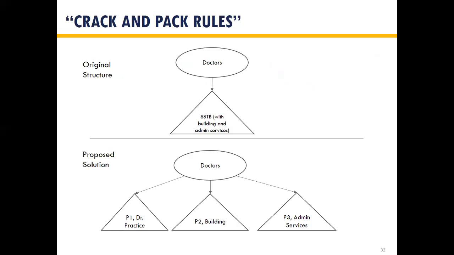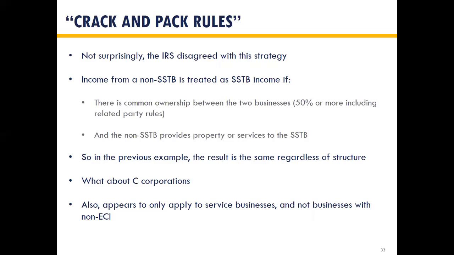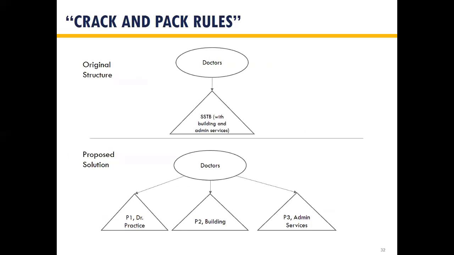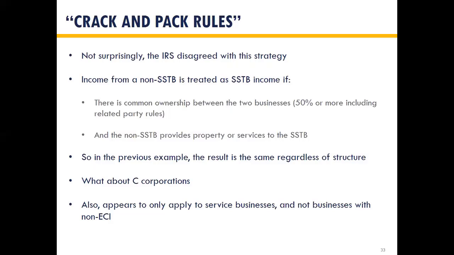So this would be the idea. If you have a bunch of doctors that own their medical practice and the building, and there's admin services, maybe there's a trademark in that structure. The original structure is not going to generate QBI because they have too much bad income. But could they crack open that structure, pull out the building, pull out the admin services, pack them into new entities, and then generate QBI from those new entities? Not surprisingly, the IRS said no, this doesn't work. We're going to still treat it all as a single business if those businesses are all interrelated, meaning that they provide property or services to each other, and if there's common ownership. Back to that slide, the building is used by the doctor practice, the admin services are used by the doctor practice, and the doctors control all three, so that's all still a bad business, not generating QBI.